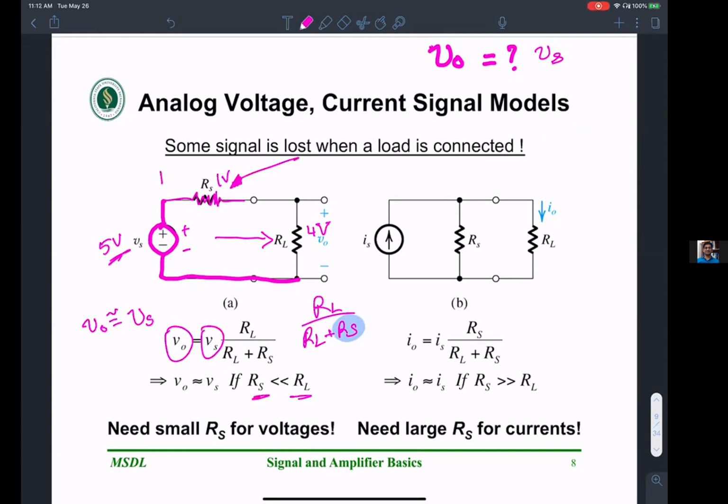So for example, if this is 1 ohm compared to 1 mega ohm, so the overall term here, 1 mega ohm by 1 mega plus 1 ohm, these are just extreme cases just for understanding, is going to be approximately 1. And that is what we want. Okay, so the idea is by making the source resistance as small as possible out of a voltage source, we can get a very good voltage division. A very little signal is lost. Okay, the opposite is true here.